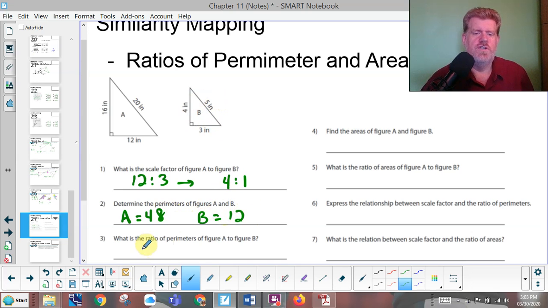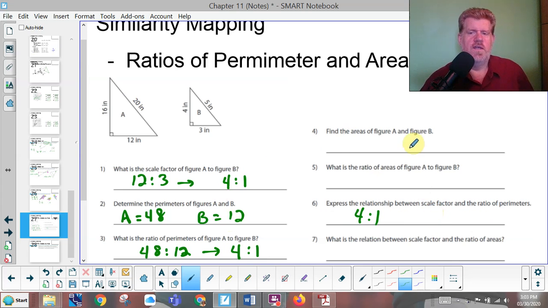So what's the ratio? 48 to 12, but guess what? What does that reduce to? 12 goes into 48 4 times. It's 4 to 1. So notice how the perimeters have the same scale as the sides. So that's the point here. The relationship between the scale factor and the ratio of perimeters. Well, it's still 4 to 1. So it's the same as the figure.